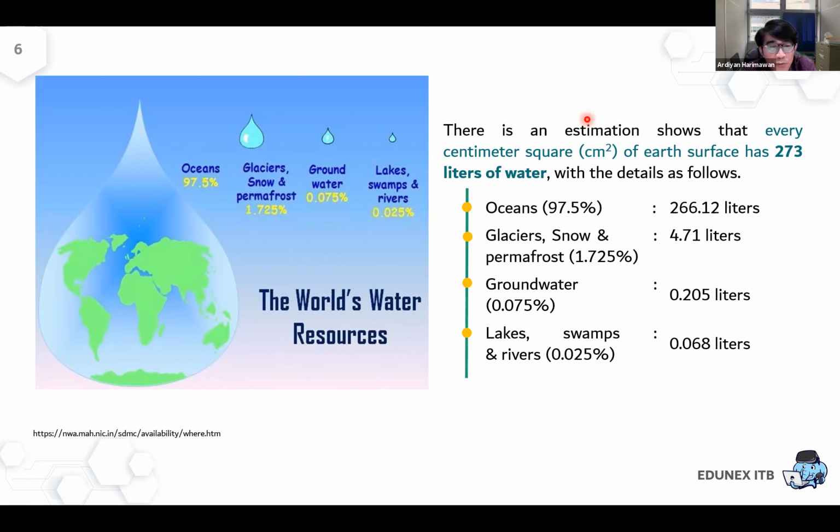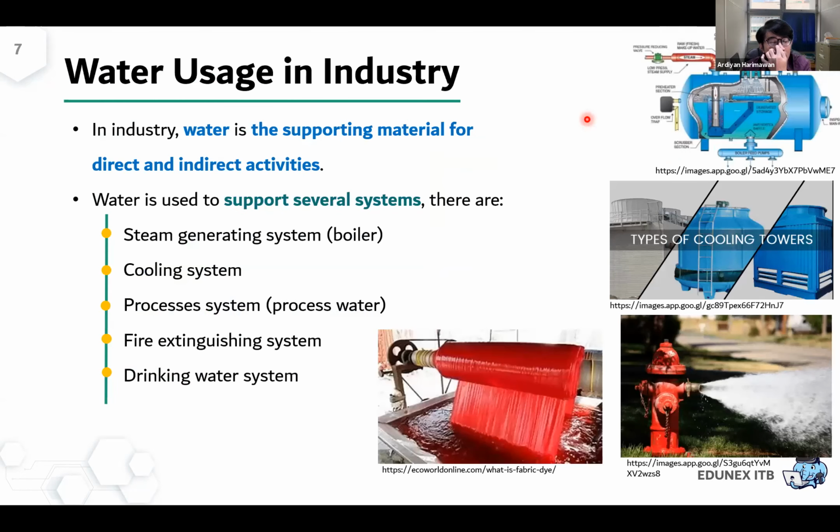I think you already get it, you can guess the content of the class, right? So basically, water is mainly used in industry for utility purposes. Utility means water is used to support, or water is used as a supporting material, whether for direct or indirect activities. Direct means it's correlated to the process.